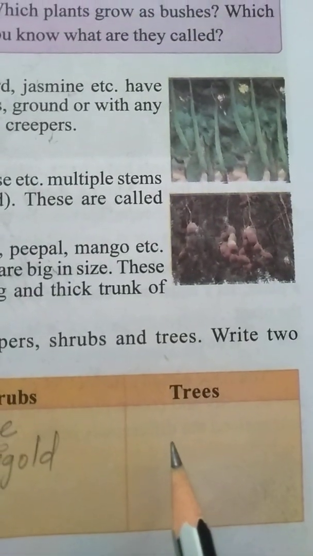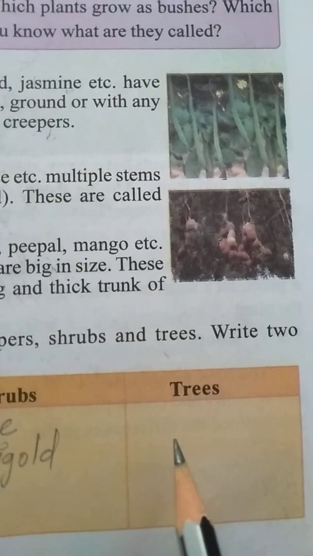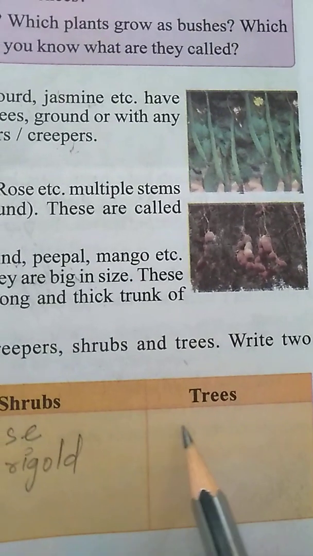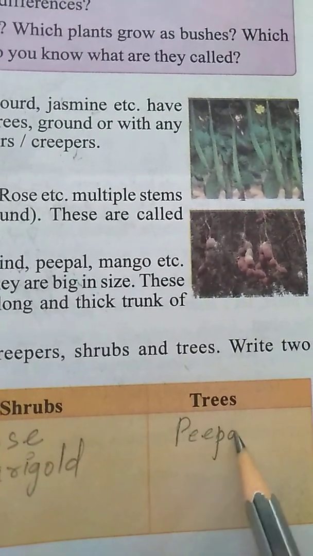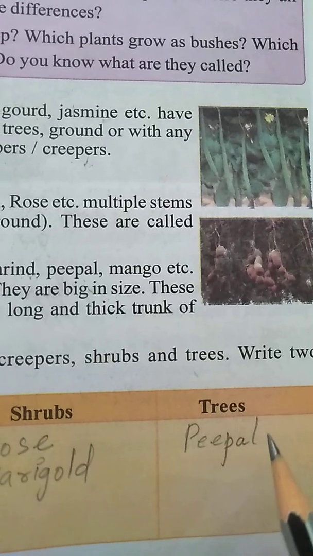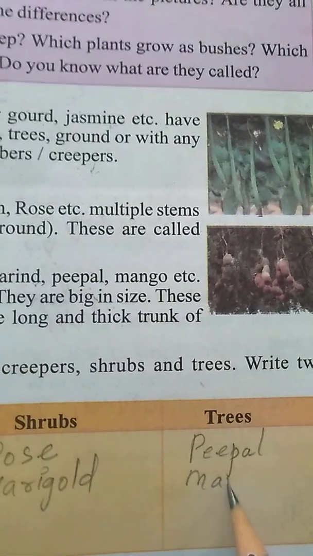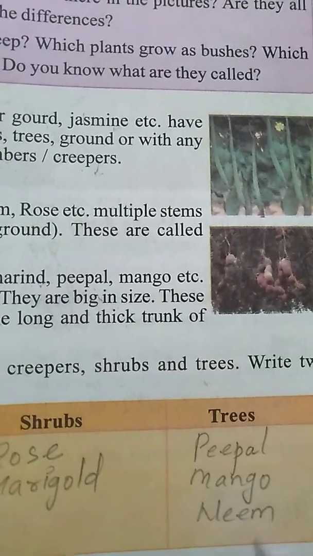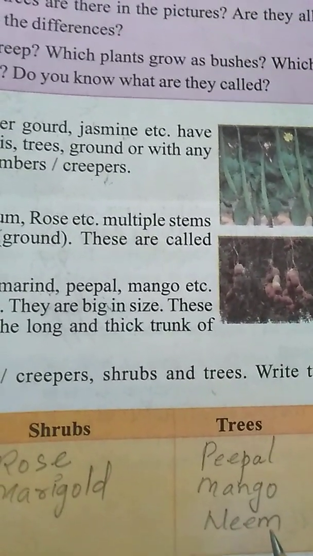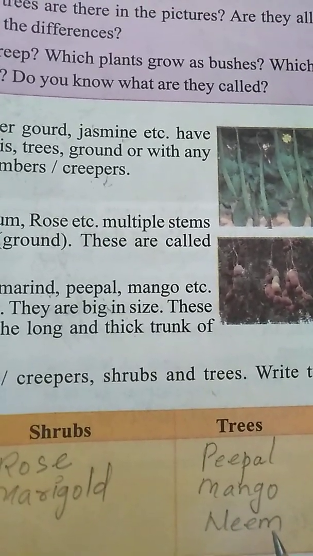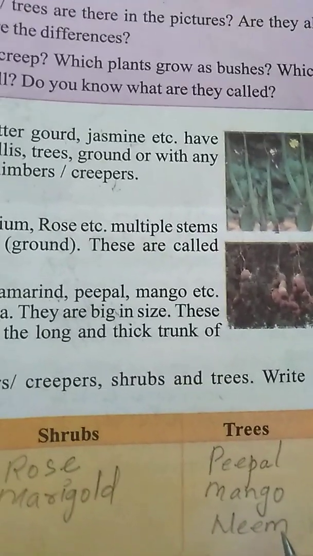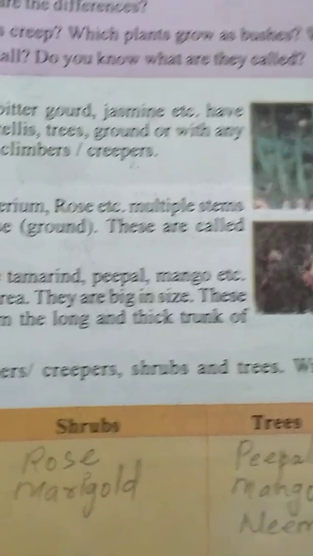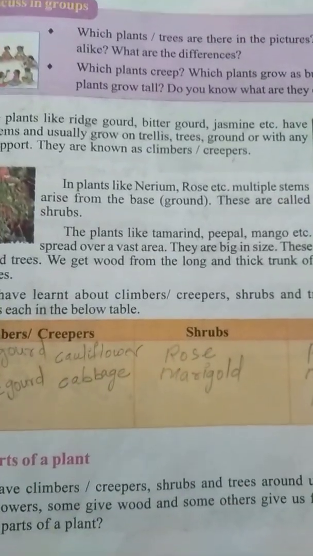Next one, trees. Trees are very big in size and they spread over a vast area. They have many branches. What are those? P-E-E-P-A-L, peepal. M-A-N-G-O, mango. N-E-E-M, neem. These are the examples of trees. Banyan tree, tamarind tree. They are also big in size. They also spread over a vast area. Understood?